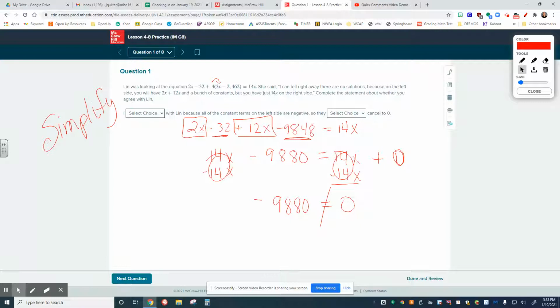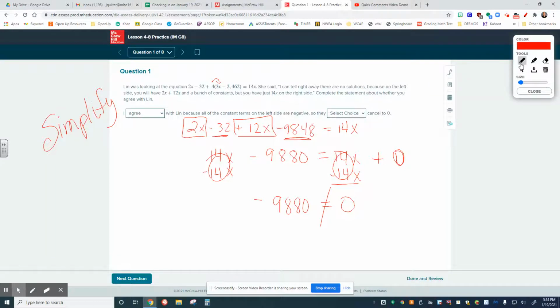So what does that mean? Well, that means that yes, I agree with Lynn that I can tell right away there are no solutions: on the left side is 14 times x and on the right 14 times x, but you have a bunch of constants on one side. Her logic is a little bit lacking, but for what it is, it's pretty good because I can agree with Lynn that there is no solution. She did do a little bit of simplifying right there.